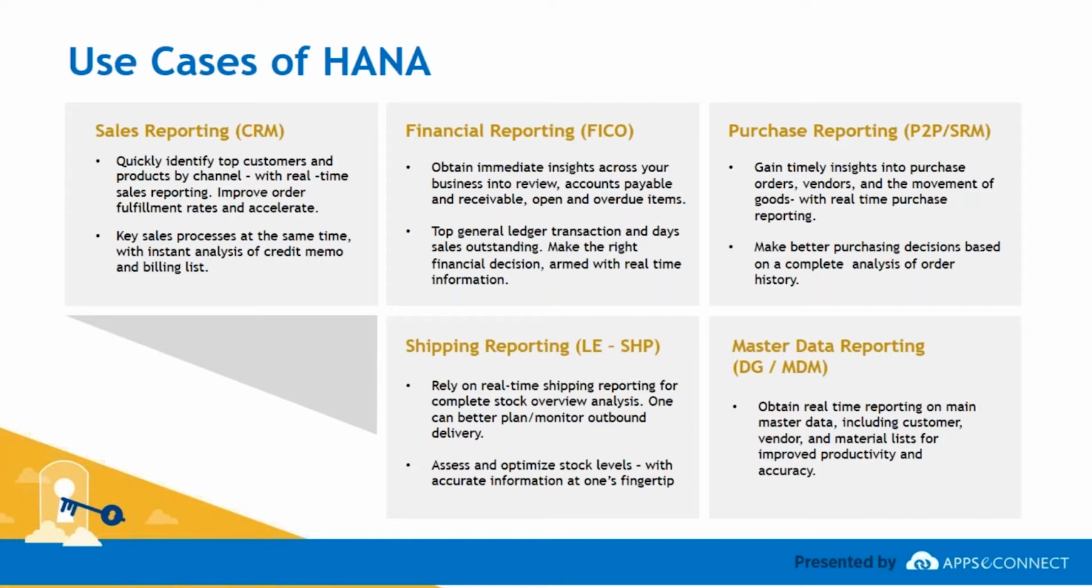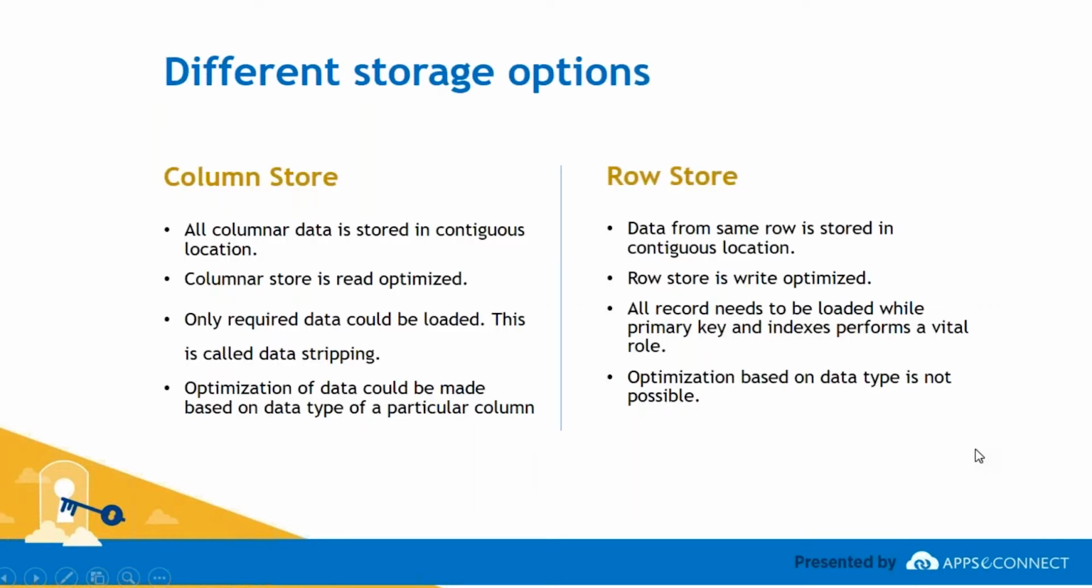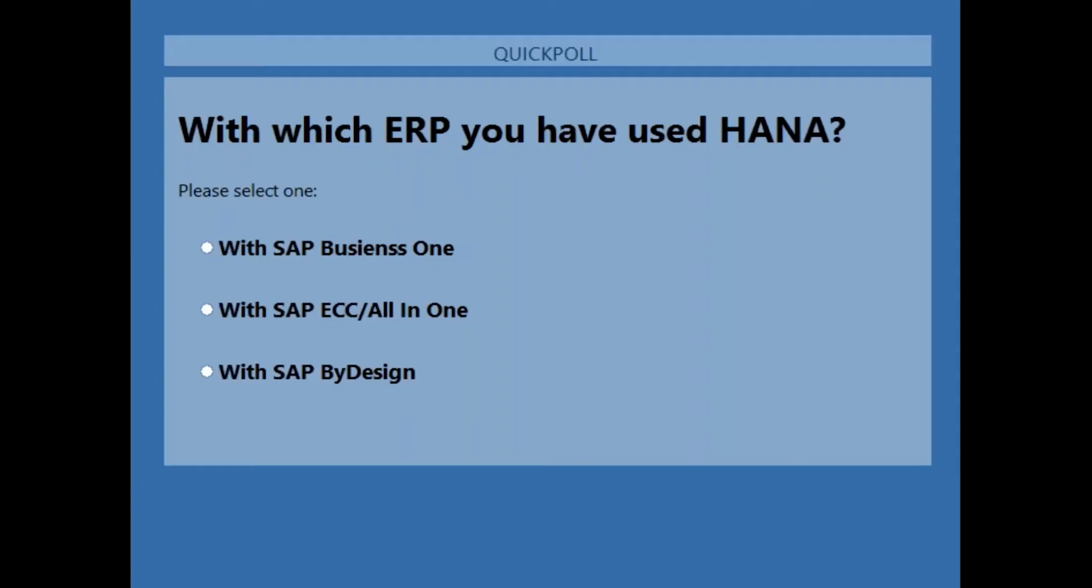Now, let us talk about some of the use cases where HANA can be a perfect choice. For sales reporting and CRM, it quickly identifies top customers and products by channel with real-time sales reporting. It improves the fulfillment rate and acceleration. So, in case you are using a CRM solution, HANA can be a choice. It can give you the key performance metrics of billing and credit memo. You can analyze those and get reports.